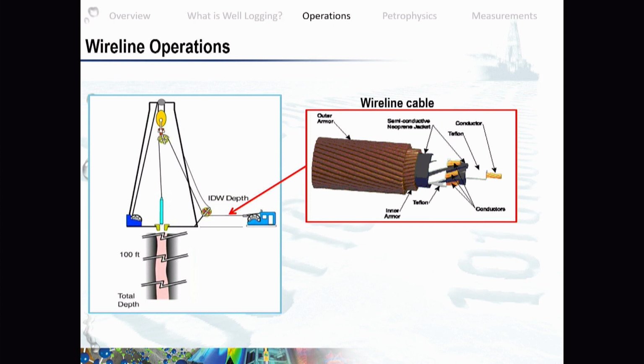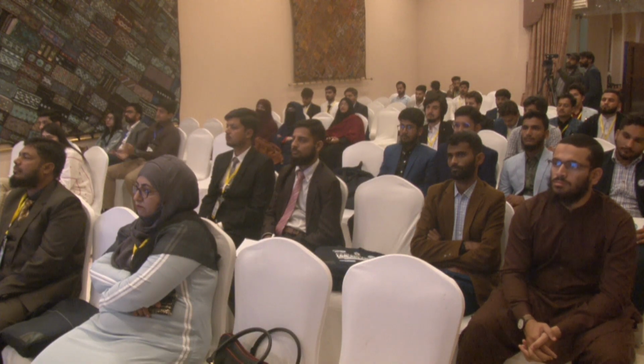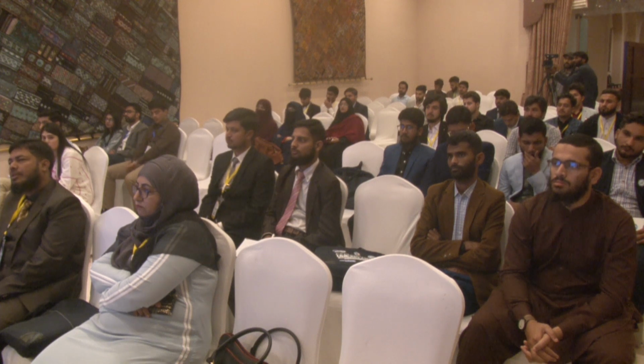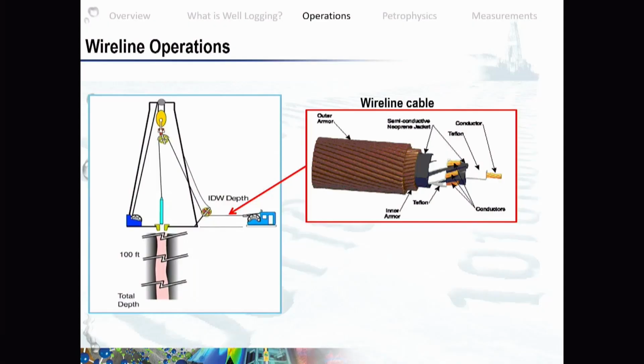So I earlier mentioned the wireline cable. This wireline cable has multiple layers. We call it multi-conductor, with some sort of rubber sleeves to protect the cable. It has an inner layer and an outer layer, but inside it has a conductor which can transmit the data uphole. And there are multiple cables for different purposes.